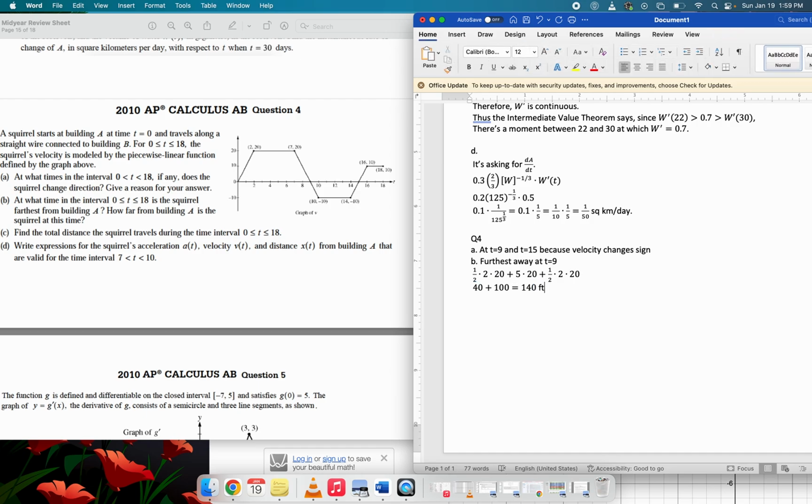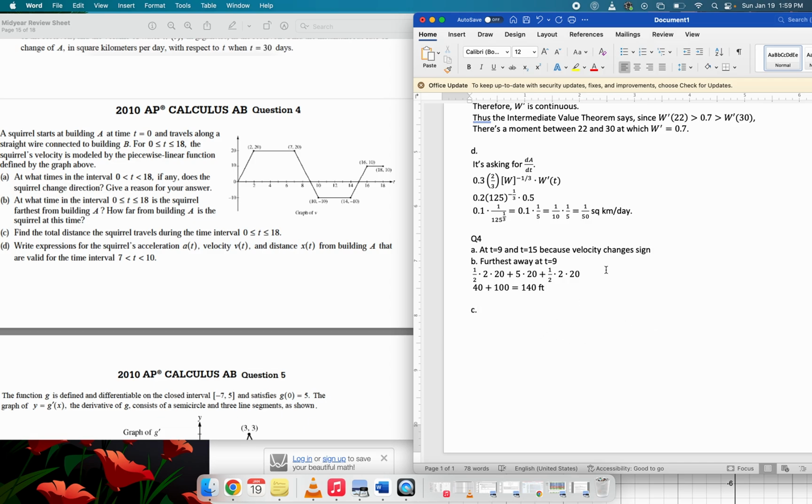It's in feet, right? What are the units? Doesn't say. This can't be a real AP question. They would give you units. Right? Am I crazy? Where are the units? I don't know. Whatever.